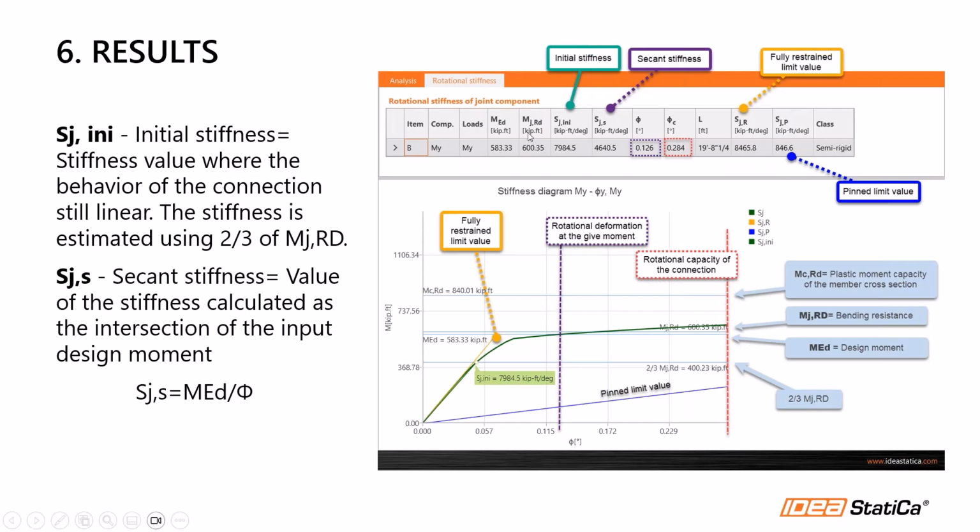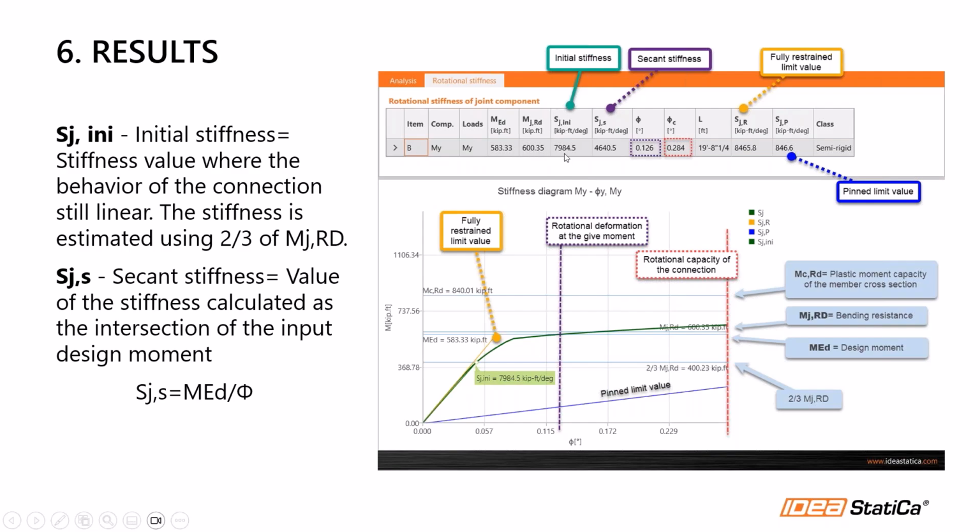Then the next cell is MJRD. That is the maximum bending resistance of this connection, right? As we reviewed before, we run the ultimate resistance of the connection, and we need this value. So we need the maximum moment capacity of the joint, right?